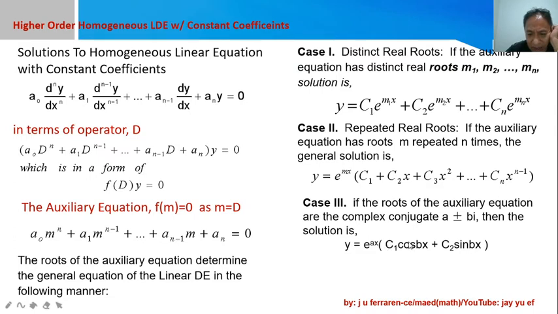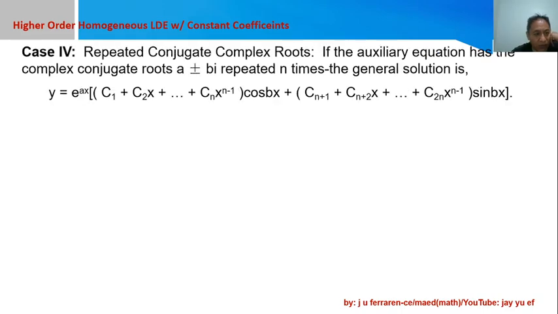C sub 1, then cosine bx, collecting your b from the imaginary part, plus c sub 2 sine bx. Okay? So that is the third case. But the fourth case is when we have complex roots that are repeated. So if that's repeated n times, we have the exponential e^(ax), correct? Then the number of repetitions, c sub n.